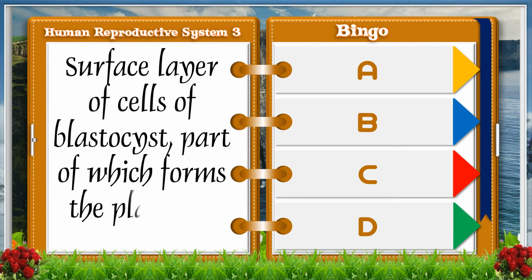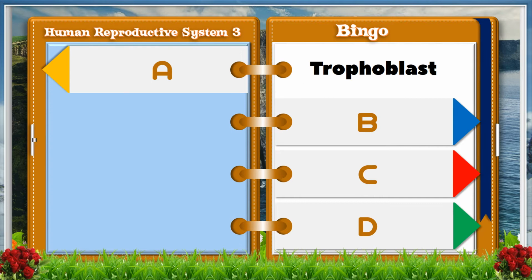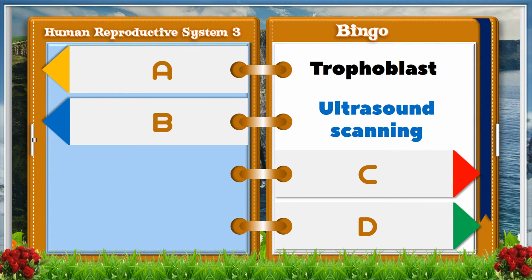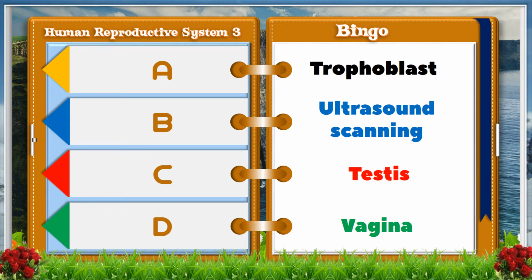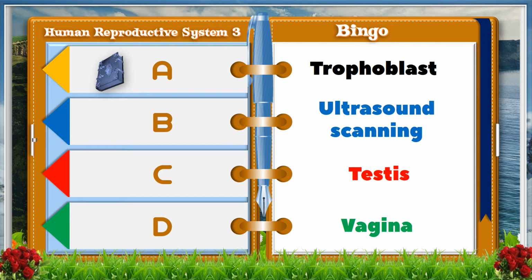Surface layer of cells of blastocysts, part of which form the placenta. A. Trophoblast. B. Ultrasound scanning. C. Testes. D. Vagina. And the answer is A. Trophoblast.